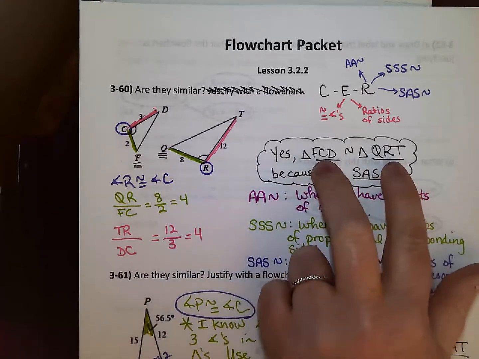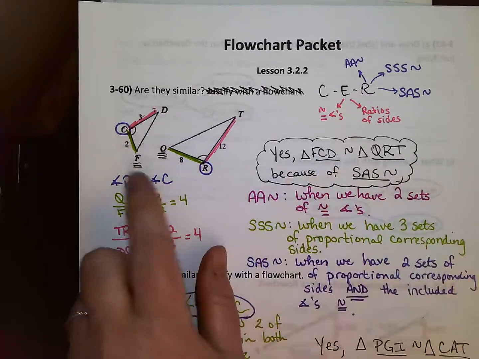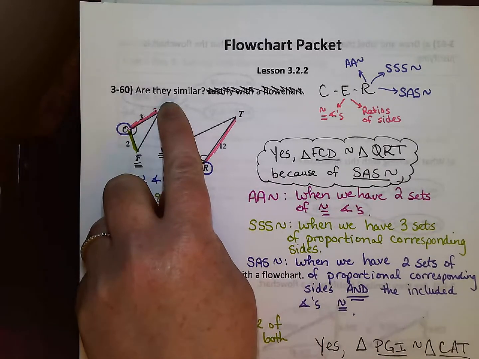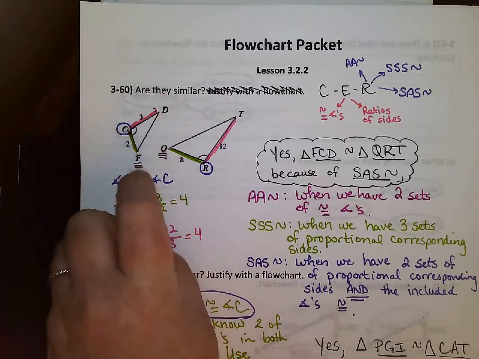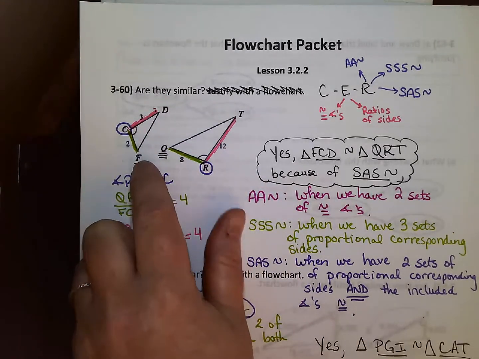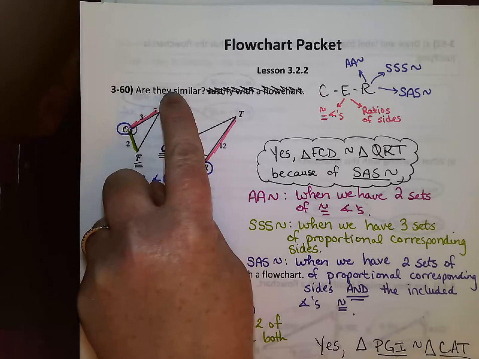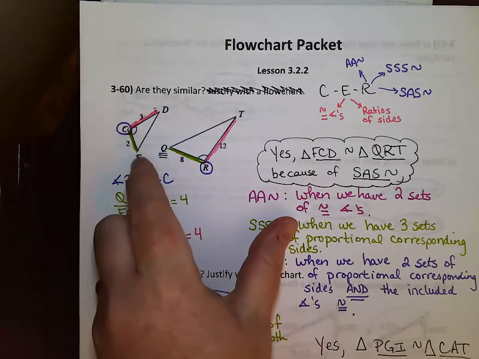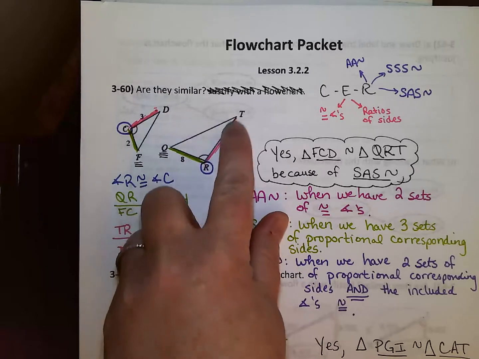And then the last thing I need to determine is the order. Remember, the order matters. So in class, I started at F, went towards C, and then went to D in my first triangle. So I need to identify that same orientation in the second triangle. Here I started at the end of my green segment, went toward my angle, and then went up the pink side. So F to C to D is the same as Q to R to T.